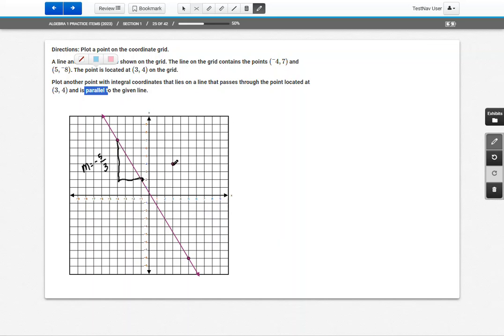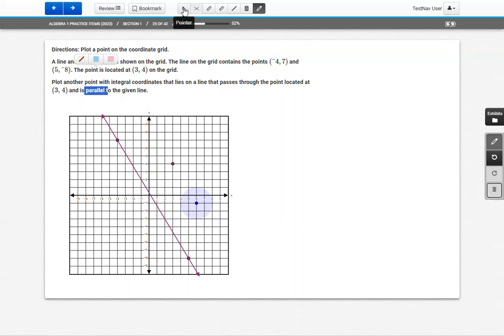So the same thing here. You're just going to count the same slope. Negative 1, 2, 3, 4, 5 over 1, 2, 3. So the other point will be here. So I'll go ahead and plot that point right there. And that's it. Okay, so if you want to erase your drawing, there you go.